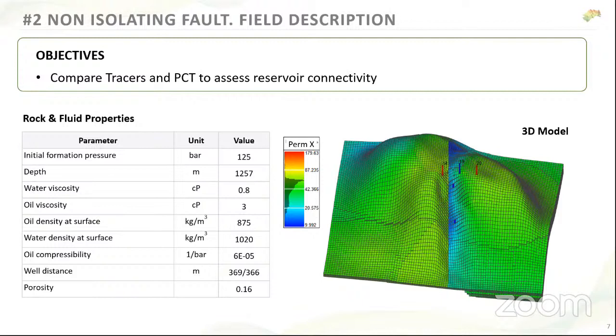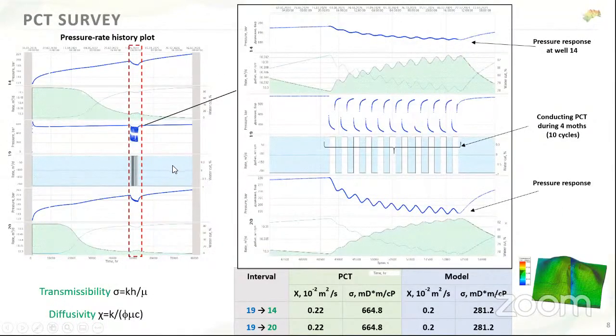Now we had the same reservoir model and the same wells, but now the fault is not sealing. It's just there with a depth change in the reservoir. But now the wells are connected, and we have done the same test.